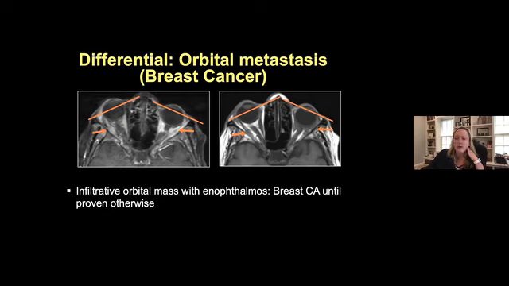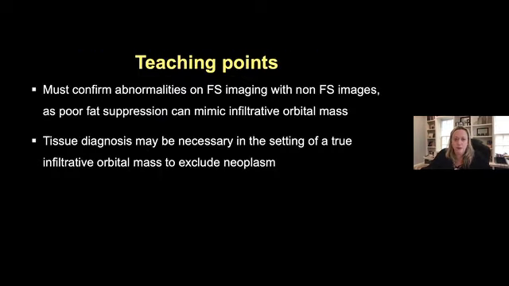This is a very common appearance due to the serous and fibrotic changes that occur with some breast cancer orbital mass metastasis. It has a tendency to cause fibrosis and enophthalmos.